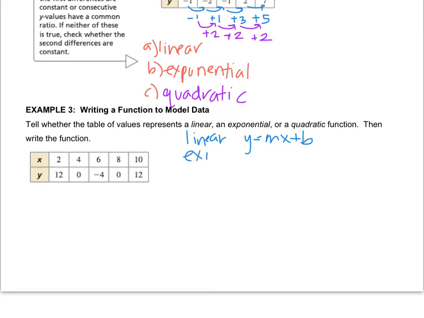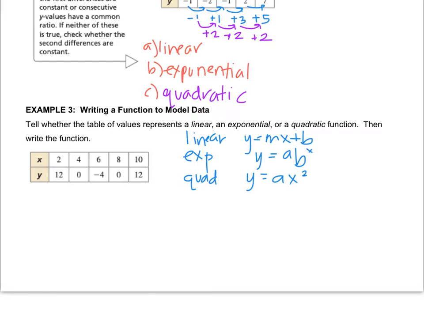Exponentials were y equals ab to the x, where a was the y-intercept and b was the common ratio. And then in our beginner level of quadratics, we saw y equals ax squared, and we know that it can get more complicated, but that's as far as we're going to get for writing our own. A just stands for the number that you multiply by to make it narrower or wider. So there isn't a super easy way to figure it out. We have to just kind of plug our values in.